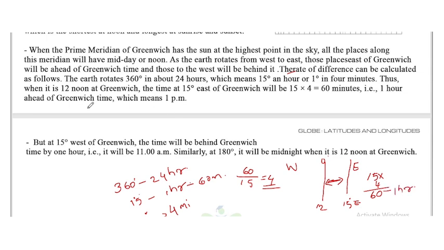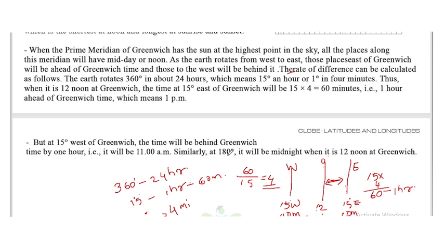So in Greenwich or prime meridian, what is the time? It's 12 p.m. and in this east, 15 degree east of Greenwich, it is now 1 p.m. because it's 1 hour ahead. Okay, so that's how this calculation goes. But at 15 degree west of Greenwich, the time will be behind Greenwich. So what is the time here? Just minus 1 hour. So here 12 p.m., here 11 a.m. Okay, so this is how we calculate the time zones.